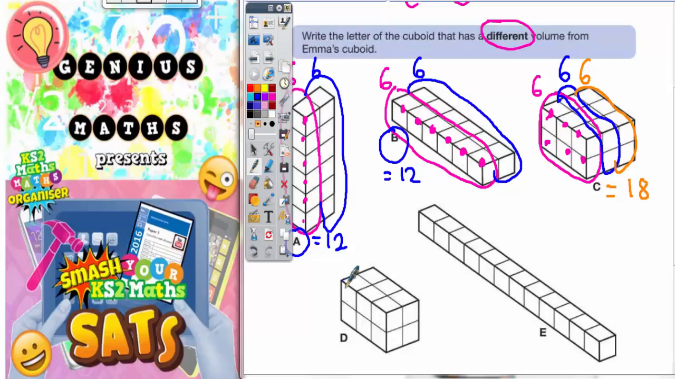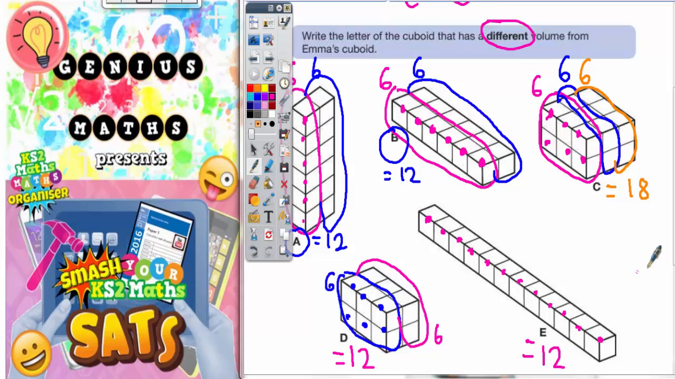D, well, we've got these at the front. We've got 1, 2, 3, 4, 5, 6. 6 at the front. And then we've got the same again around the back, so that's another 6. 6 plus 6 makes 12. So D has got 12 cubes. In E, well, that's a nice easy one, because it's just one long strip. So if we just count them, 1, 2, 3, 4, 5, 6, 7, 8, 9, 10, 11, 12. So E is 12 cubes.